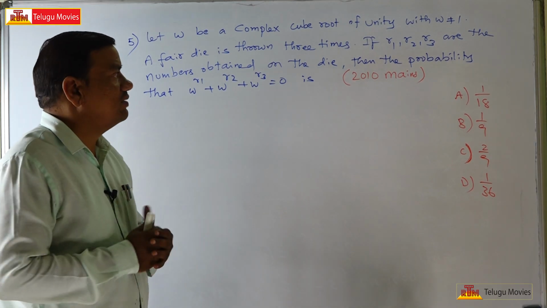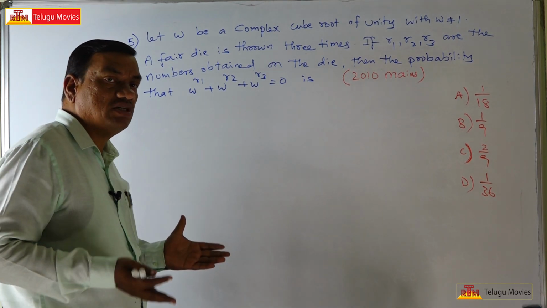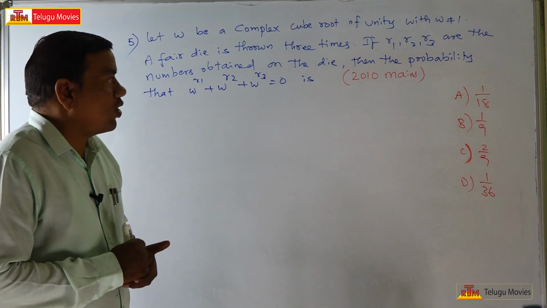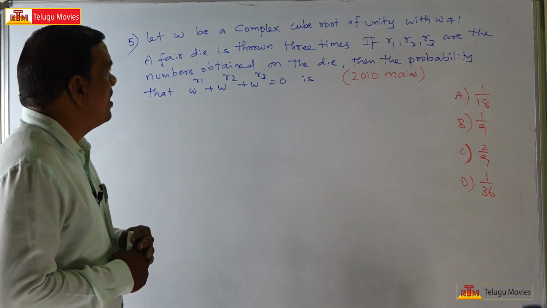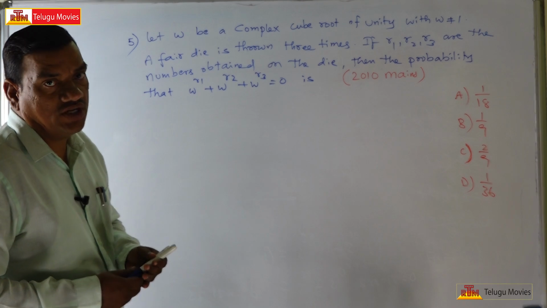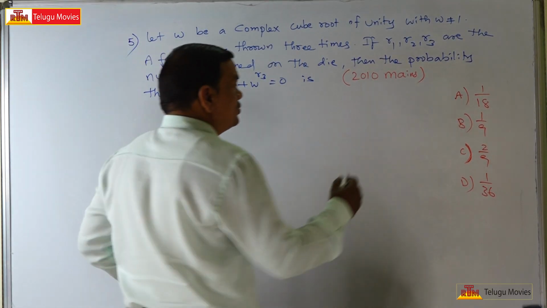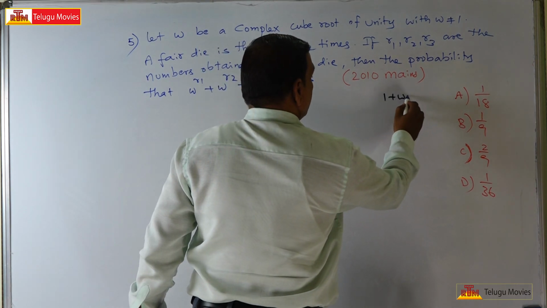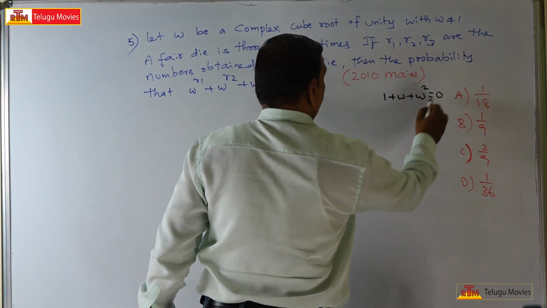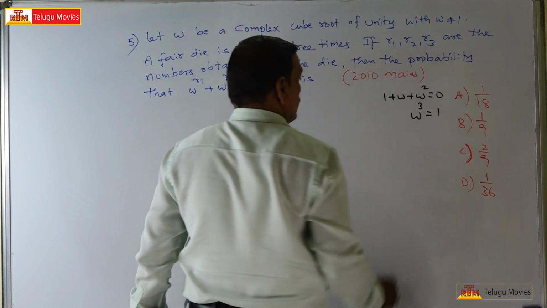So, try to understand the problem. This is both complex numbers and probability, a mixed problem. So first, omega is a complex cube root of unity. Whenever he is saying that omega is a complex cube root of unity, immediately we know one result: 1 plus omega plus omega square is equal to 0, and omega cube is equal to 1.